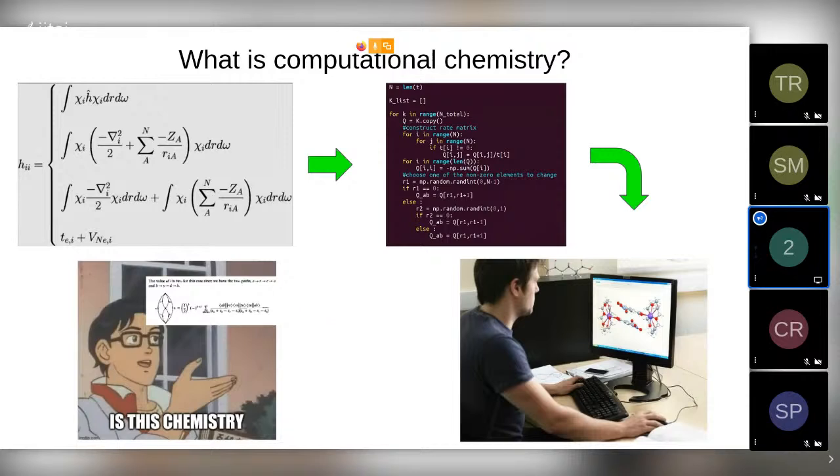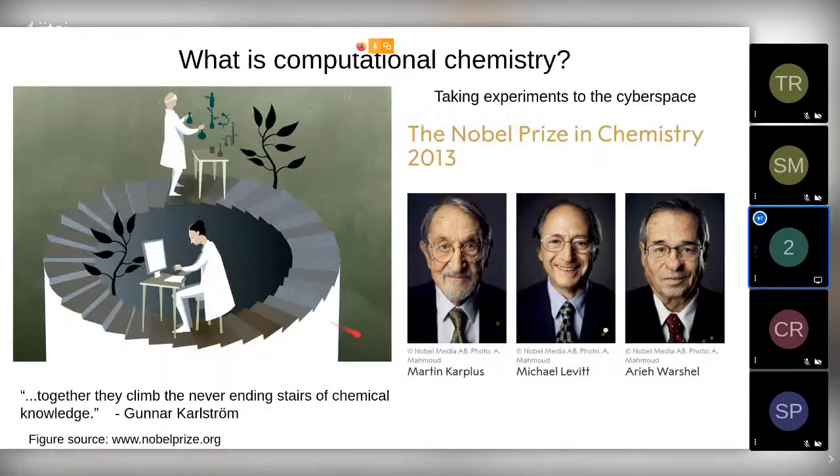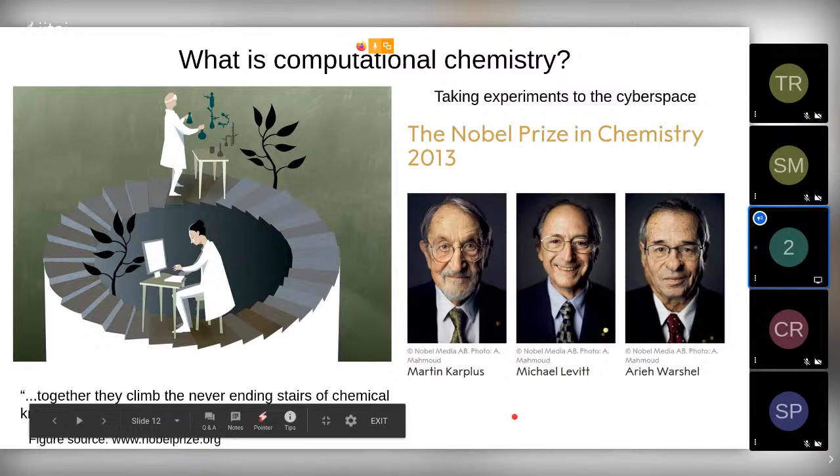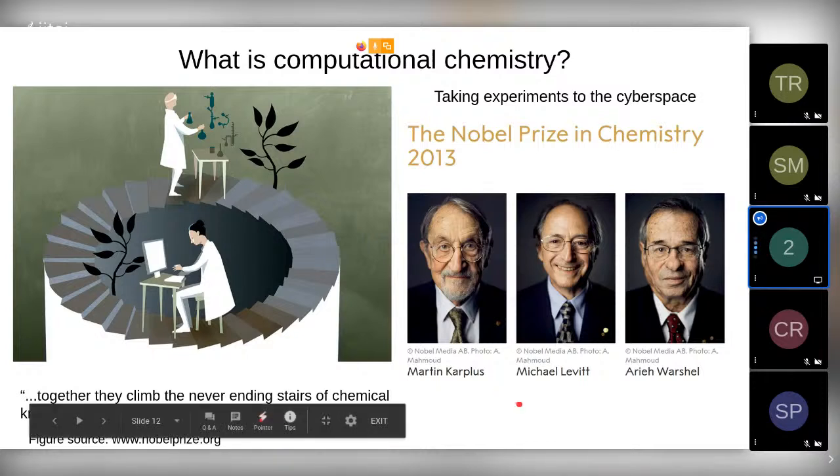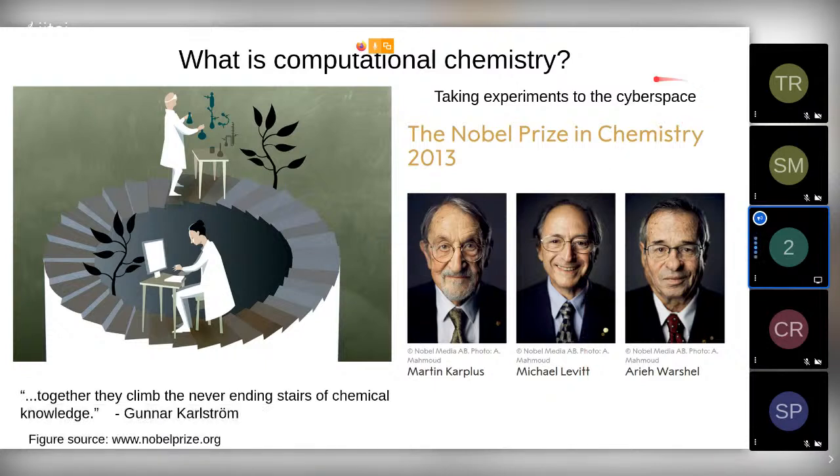So, to resolve that doubt, let's see how computational chemistry is helping in the progress of science or chemistry itself. Most recently, in 2013, this field was recognized with the Nobel Prize, given to Professor Martin Karplus, Michael Levitt, and Arieh Warshel. In this Nobel Prize citation, it was mentioned that computational chemistry is taking the experiments to cyberspace.